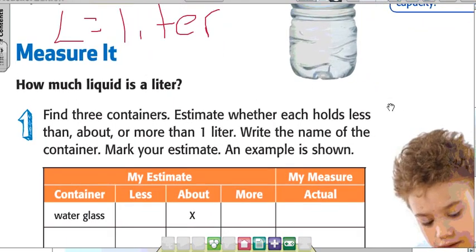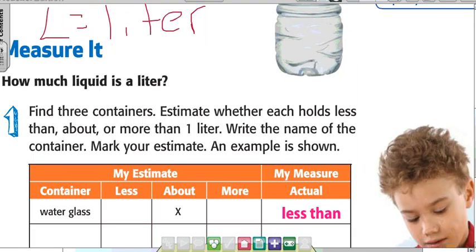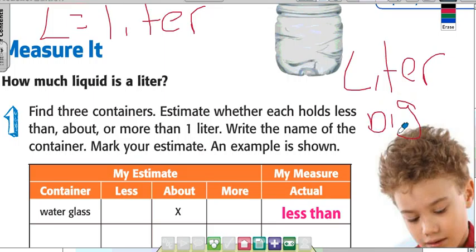It says how much is a liter? Find 3 containers, estimate whether each holds less than, about, or more than a liter. So here's an example that they give you, like a water glass. Okay, so just a glass. Is that less than, about, or more than a liter? If you just have a glass of water, that's actually less than a liter. If I'm using the term liter, that's for like a big container.